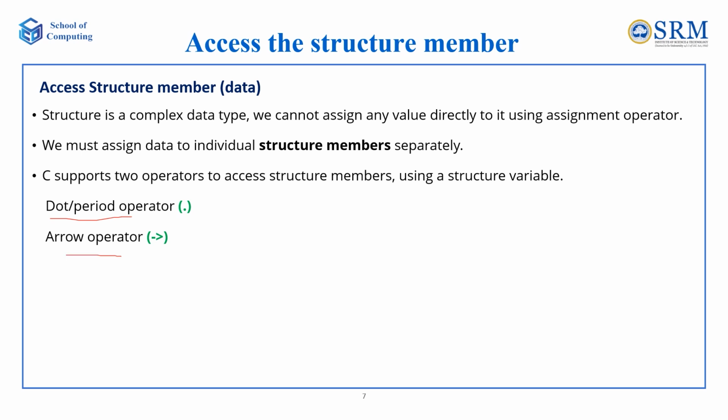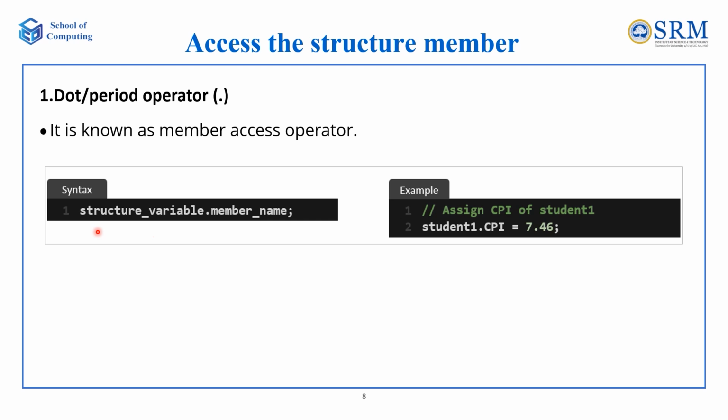When we move to pointers, we'll make use of the arrow operator, whereas generally the dot operator is used to access the structure member. In order to access the structure member by using the dot operator, we should write the structure variable name, dot, the member name. So say that CPI was a structure member and the structure variable was student1. So student1.CPI = 7.46, and this is how we can assign the value to the structure member. This can be done only within the main function and not in the structure definition.